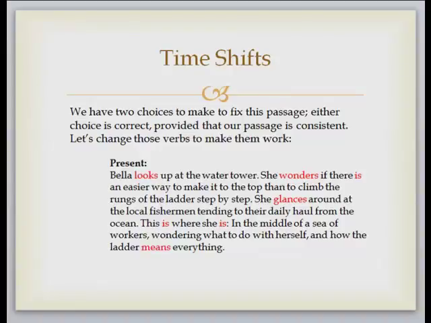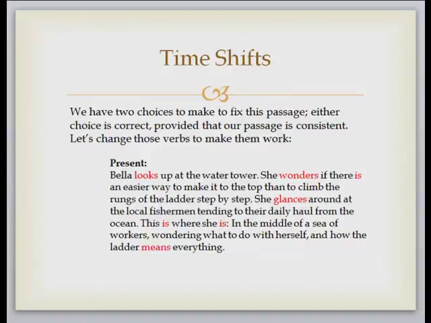Right, so here we go. Bella looks up at the water tower. She no longer looked. Now Bella looks up at the water tower. She wonders if there is an easier way to make it to the top than to climb the rungs of the ladder step by step. She glances around at the local fishermen tending to their daily haul from the ocean. This is where she is, in the middle of a sea of workers, wondering what to do with herself and how the ladder means everything. See how that works? Now all of a sudden we're staying in present tense the whole way through.